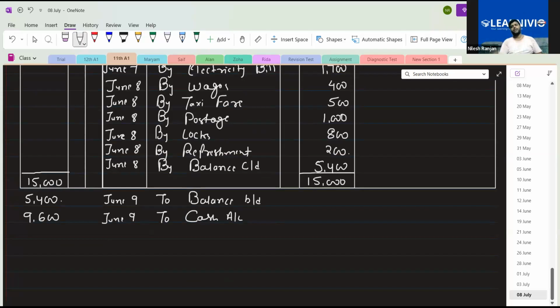You can see here that on both sides we calculate the total, we write the higher total, then calculate the balance, and the balance is then transferred to the opposite side. First, the balance was in the amount paid column. Now it is transferred here in the amount received column. It was by balance CD, and now it is to balance BD.